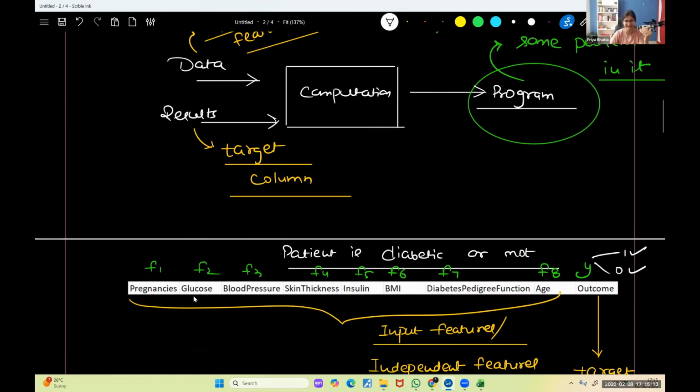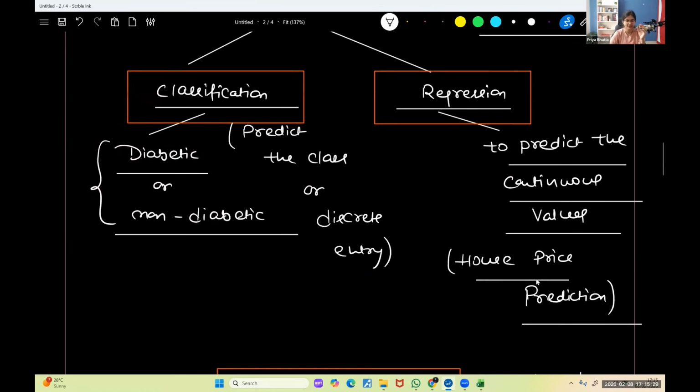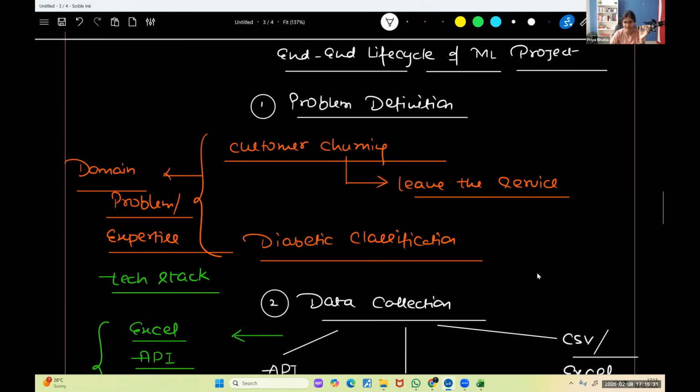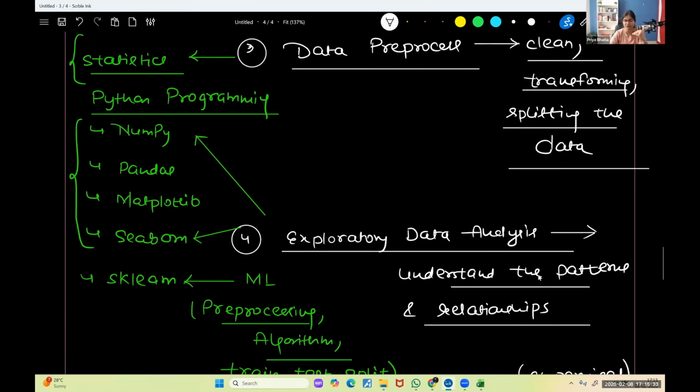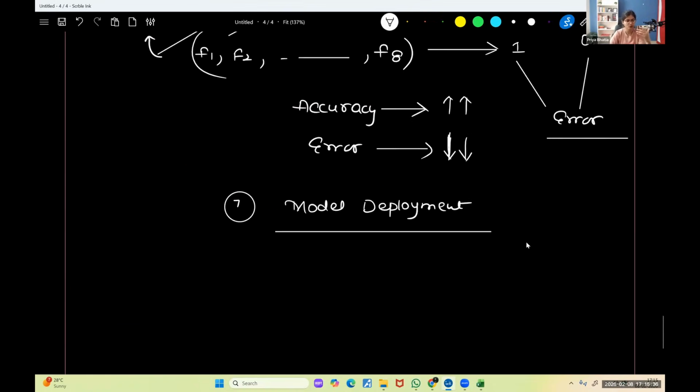For example, pregnancies, whether the lady is pregnant or not, what's her glucose level, BP level, skin thickness level, insulin level, BMI level, diabetes pedigree function, and her age. And based on that, जैसे ही वो outcome वाले बटन को क्लिक करें, they will be able to get the outcome as either 0 or 1. So that's the whole point in this model deployment.